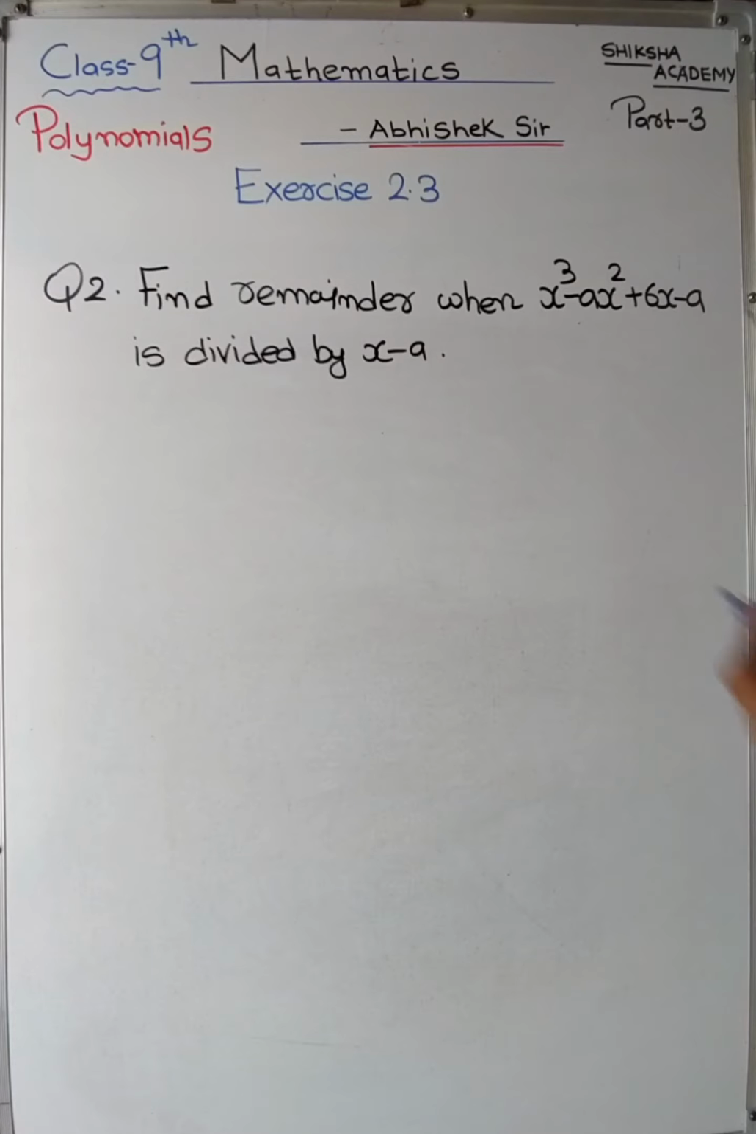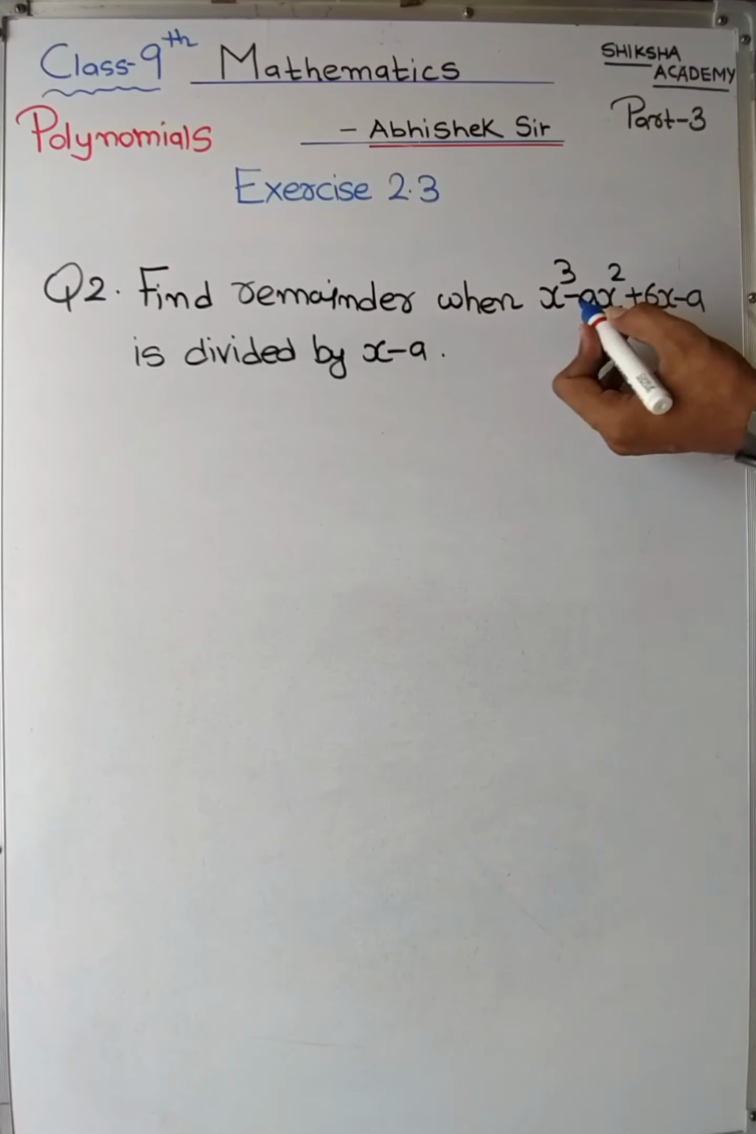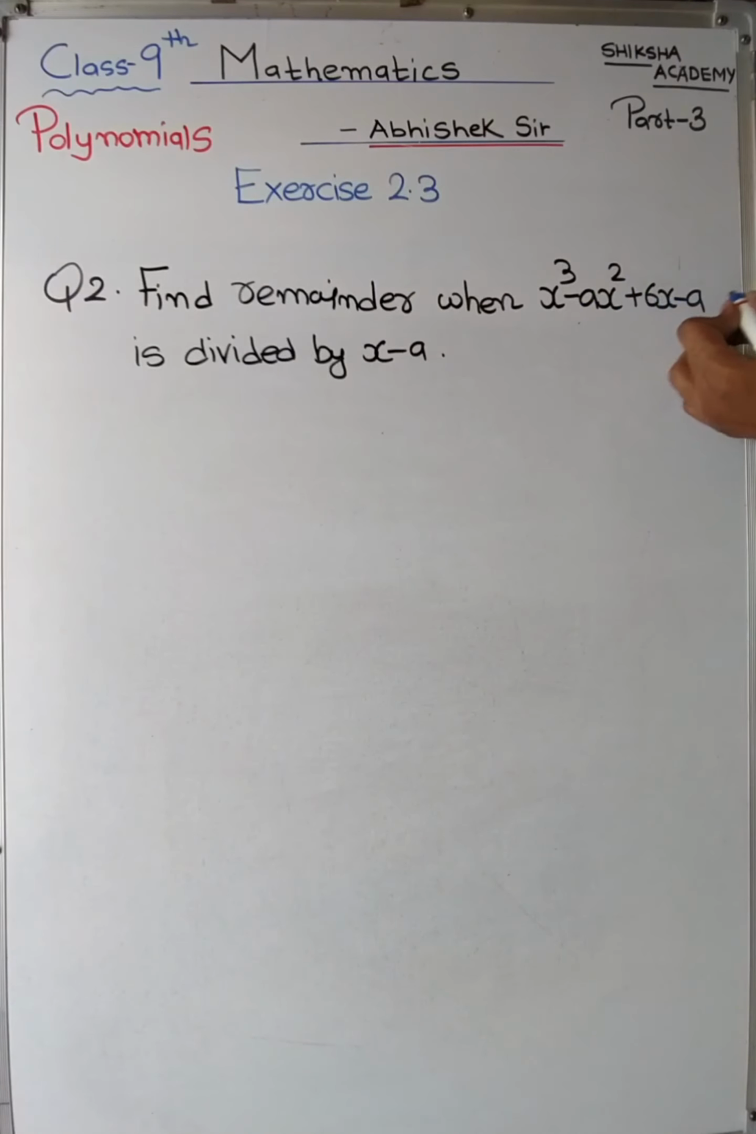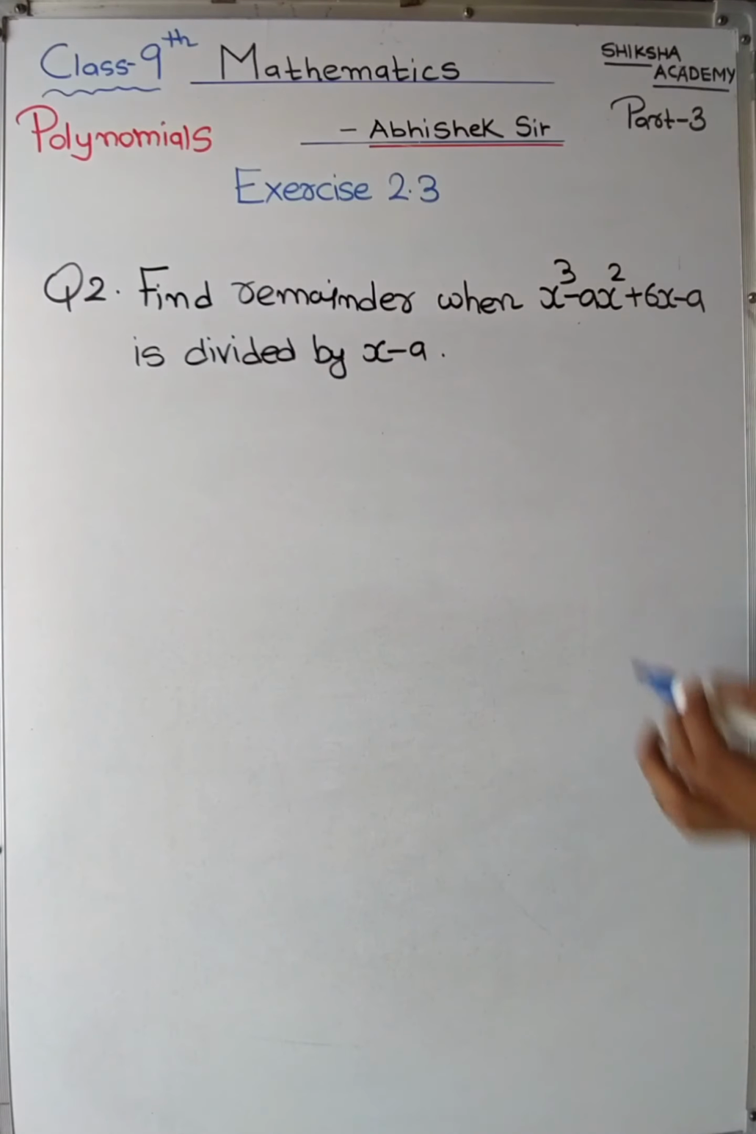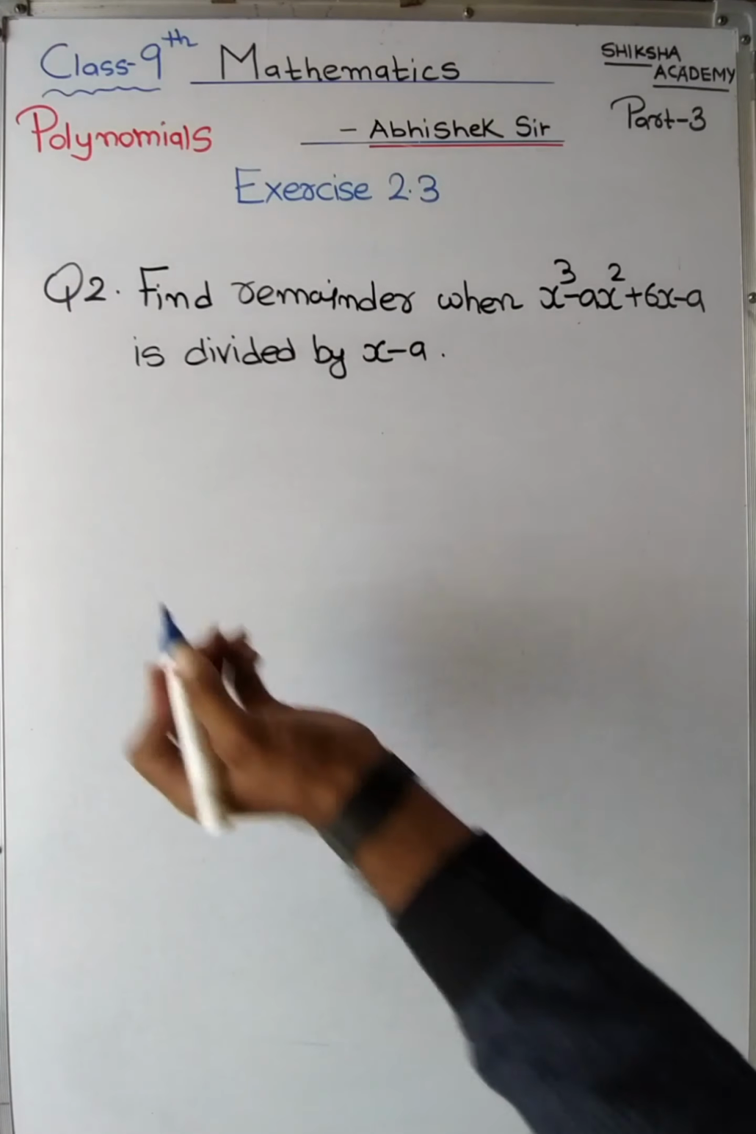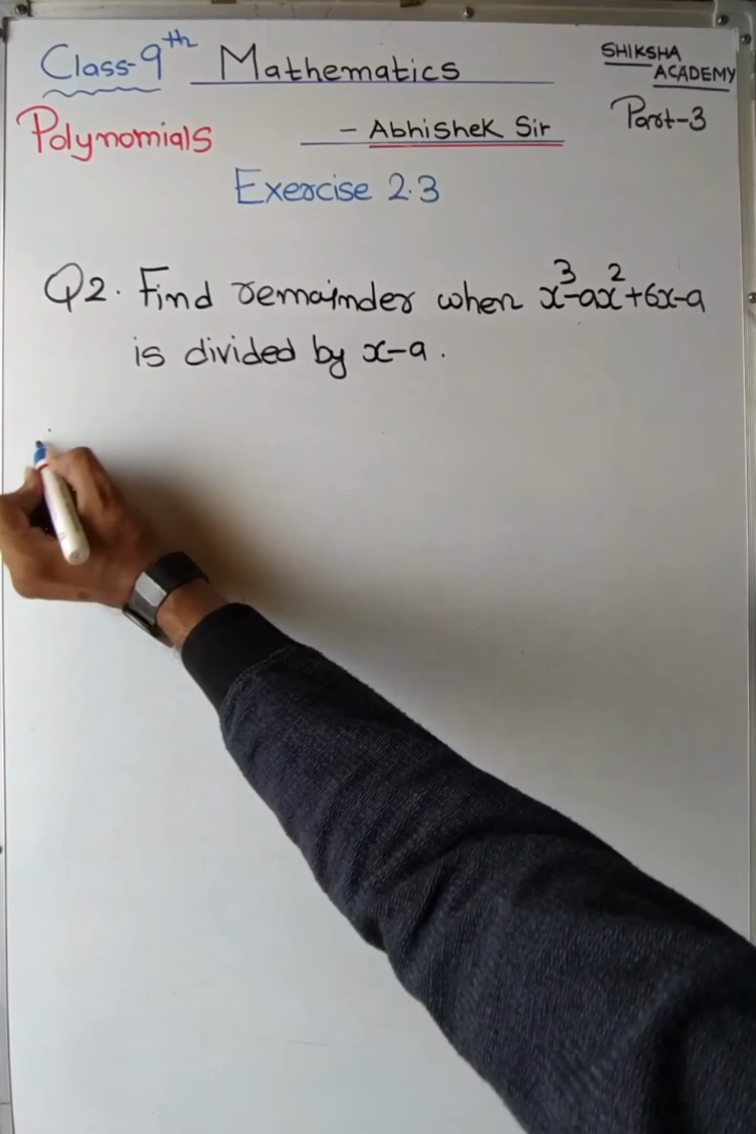Second question is: find the remainder when x cube minus ax square plus 6x minus a is divided by x minus a. So this is again the remainder theorem. So our solution will start with finding the zero. So x minus a equals 0, that gives x equals a.